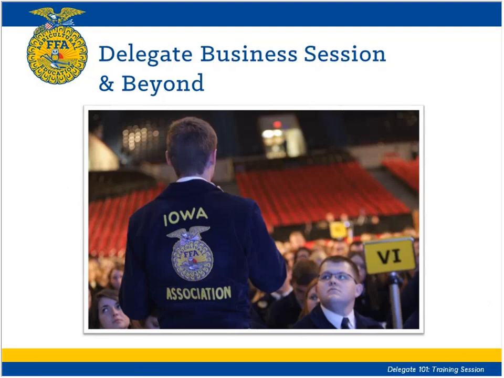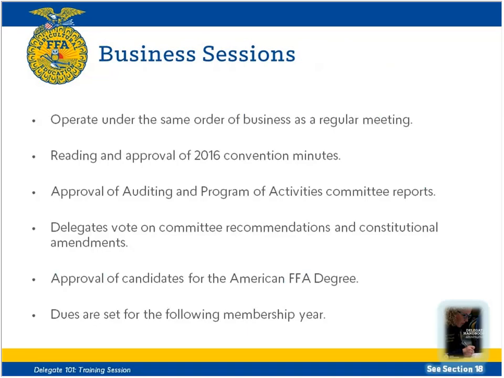Good deal. So let's talk about the delegate business sessions, what happens during them, and what happens after them. Delegate business sessions happen on Thursday of convention. They operate under the same order of business as a regular meeting. The first thing that we'll do is read and approve the 2016 convention minutes. We'll then approve the Auditing and Program of Activities Committee reports. These two committees are standing committees that are made up of the National FFA officer team as a part of their duties of office. So they will formally present some recommendations to you.